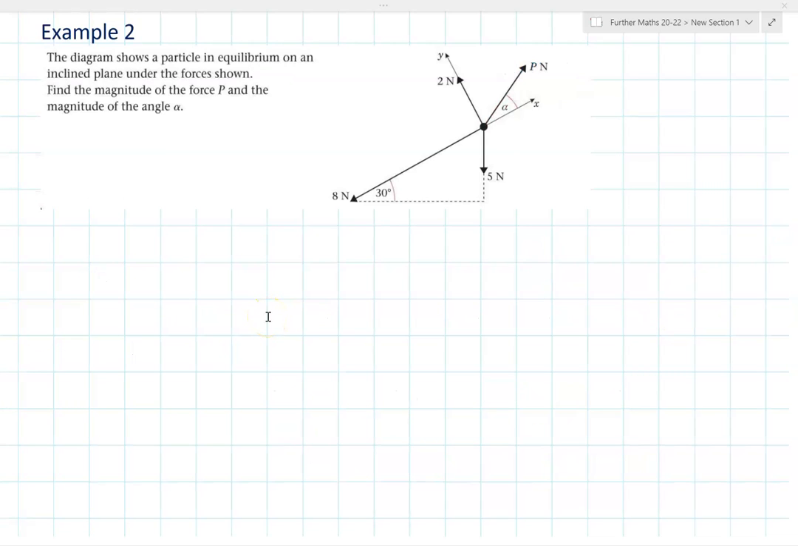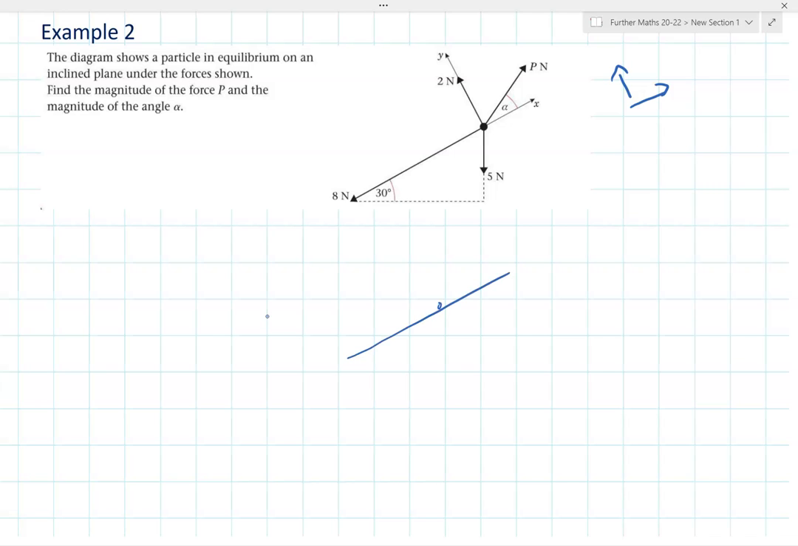Okay, now I want to do an example which is on an inclined slope, where we're not resolving horizontally and vertically. We're basically tilting the axes, if you like. So we're resolving up the slope or perpendicular to the slope, and we'll see this plenty of times where we're resolving at an angle because it's more convenient.